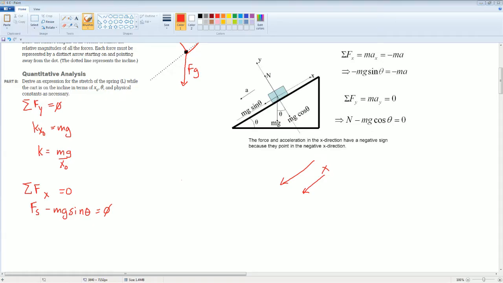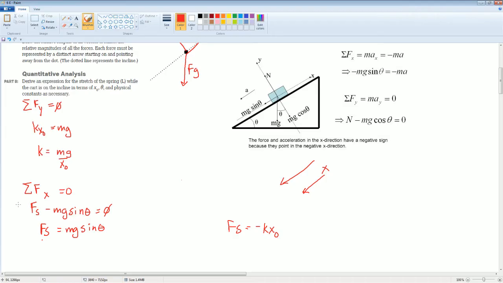And you can solve for this if you would like. Fs is equal to mg sine theta. We know what the force Fs is. Fs is defined by Hooke's law. But in this case, you can make this positive when you bring it over.